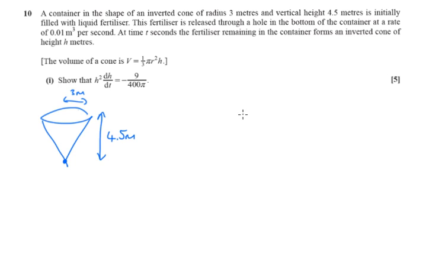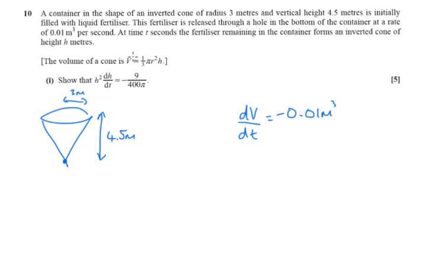second. So that's dV by dt is that 0.01 meter cubed. So if you think about it, the volume will be decreasing at that rate. So that's minus 0.01 meter cubed. And we need to find a relationship for the height, the change in height over time.